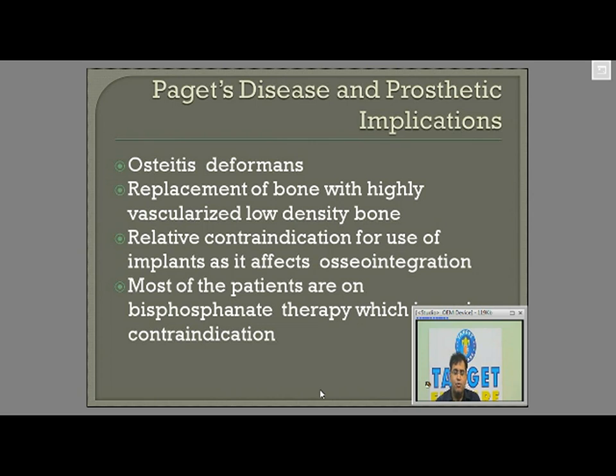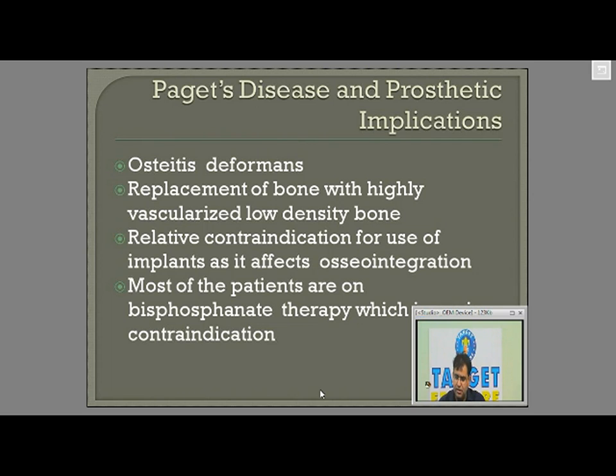The question is that suppose a patient comes to you with a history of Paget's disease, and the patient has multiple impacted teeth. What will be your treatment plan? Whether you will extract all the teeth and make a complete denture, extract all the teeth and make a complete denture with a soft liner, extract all the teeth, place implants and make an implant supported overdenture, or extract all the teeth and make an implant supported fixed prosthesis.